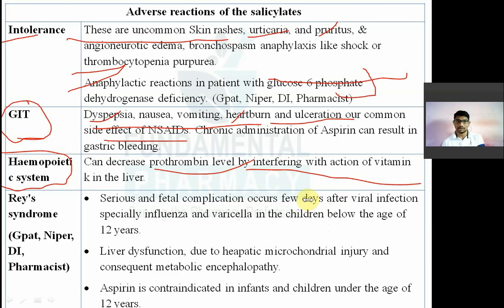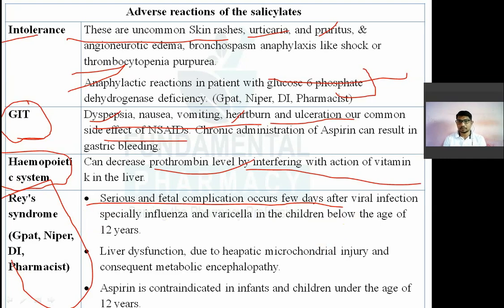Remember this. Next is a very important adverse effect of aspirin, that is known as Reye's syndrome. This was a question in GPAT. It is actually a serious and fatal complication that occurs a few days after a viral infection. इसमें क्या होता है देखो, जो children होते हैं below less than 12 years, aspirin is contraindicated in children less than 12 years because of this Reye's syndrome.